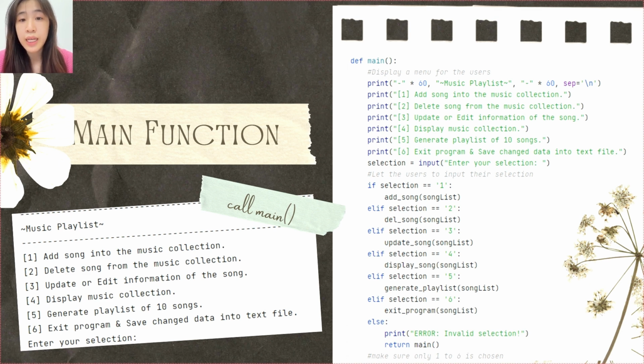For the main function, it displays a menu of options to the user and prompts for their selection. If the user enters an invalid selection, the function displays an error message and calls itself recursively to prompt the user again. Otherwise, the function calls the appropriate function based on the user's selection.